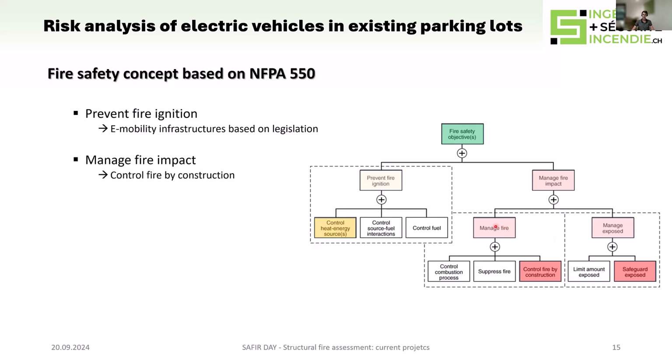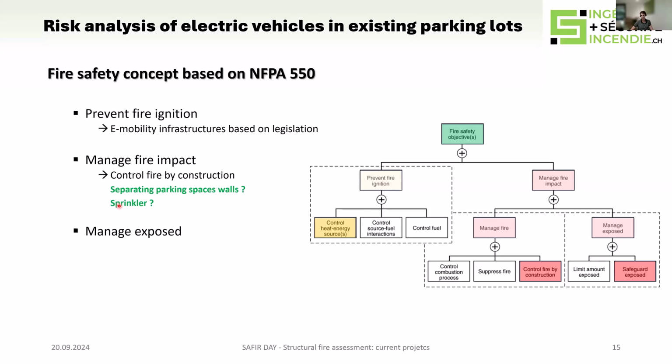So the first key that we studied, that we assess with performance-based design, is controlling the fire by construction. So for example, implementing walls to split the parking spaces in order to limit the fire spread. It can also be a sprinkler installation in order to contain the fire. So these two measures seem to be quite interesting, but we have to assess the efficiency for the specific parking.